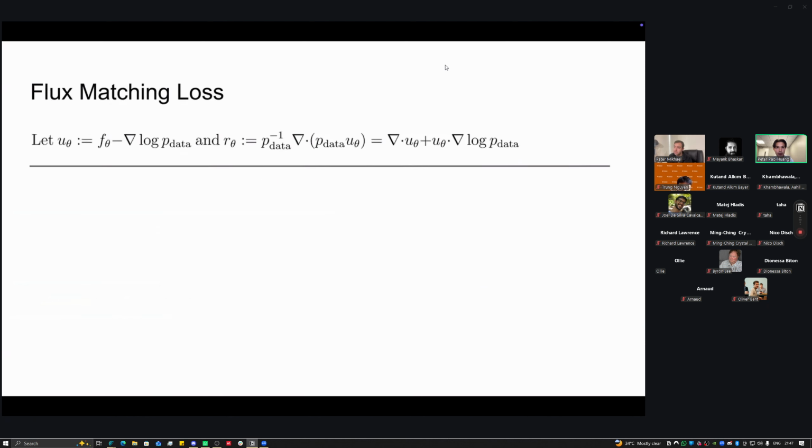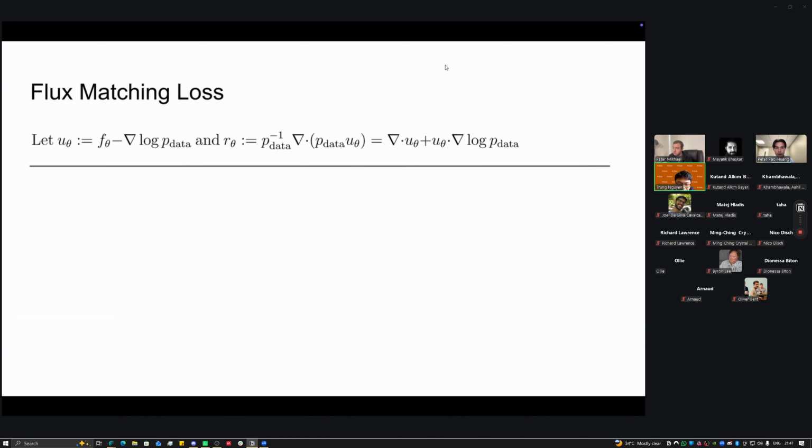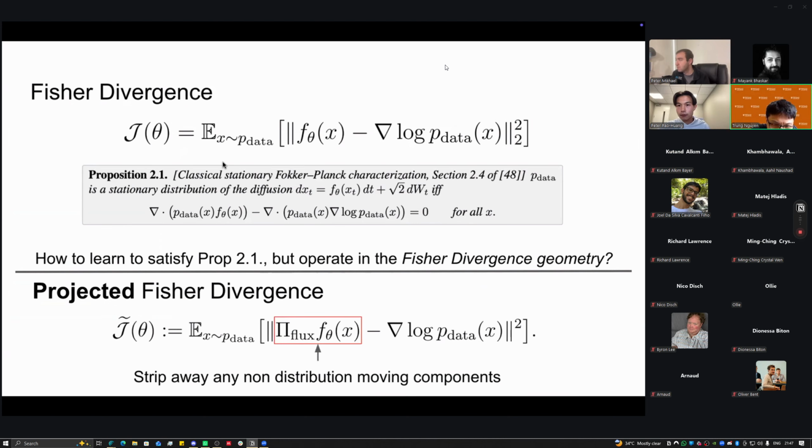So let's get into the flux matching loss, which provides a way for us to tractably estimate this projected Fisher divergence, which is obviously quite hard to calculate. I have a question. You didn't define what pi flux is. I don't see the definition of pi flux.